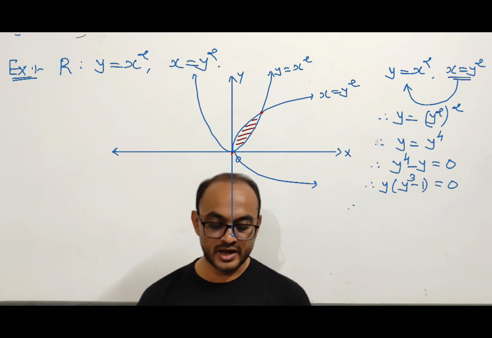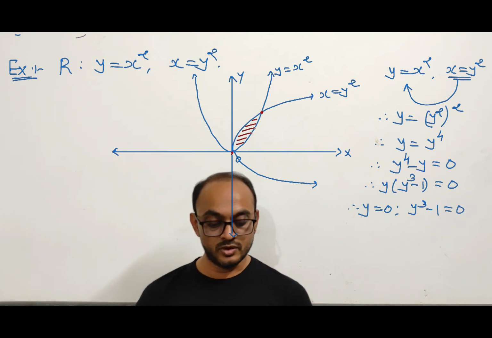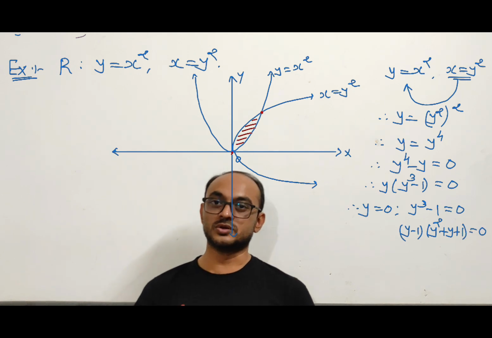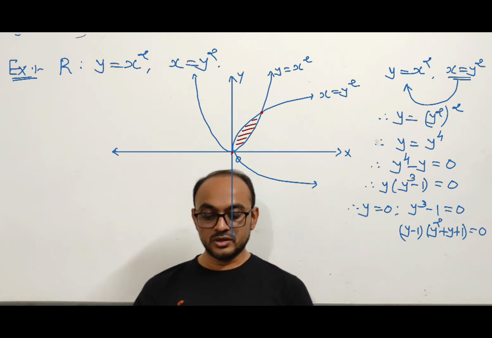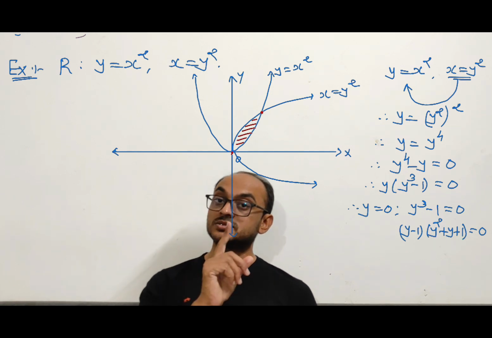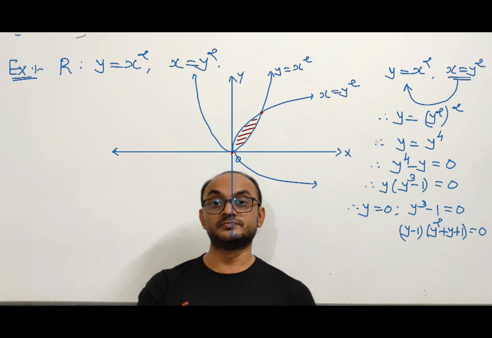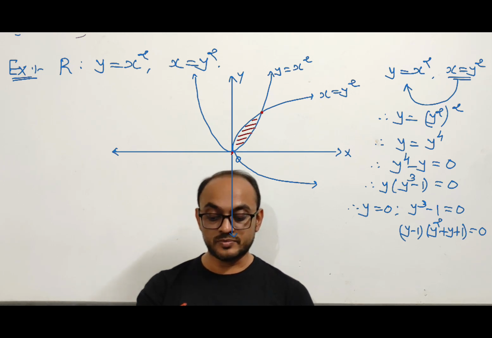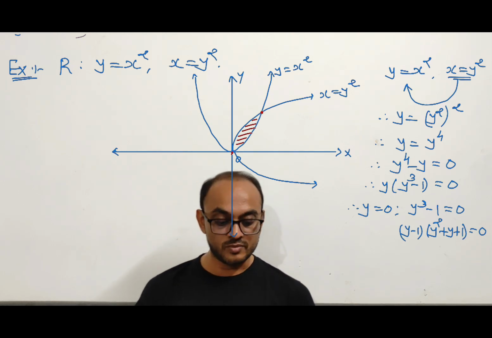So what we have? Either y is 0 or y cube minus 1 equal to 0. Which are the factors of y cube minus 1? y minus 1 into y square plus y plus 1 equal to 0. As you know, the equation y square plus y plus 1 has complex roots.